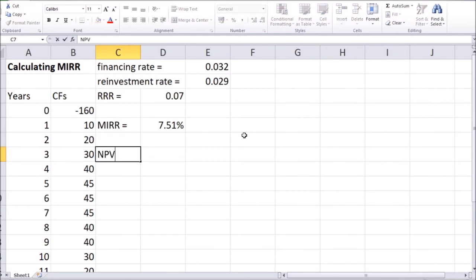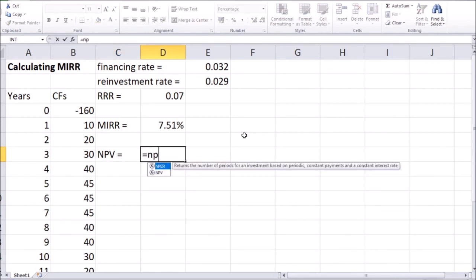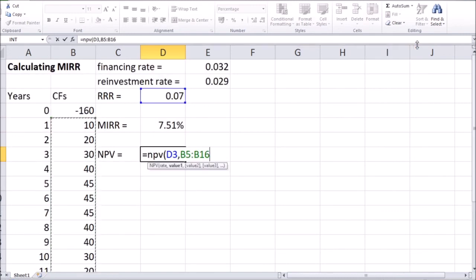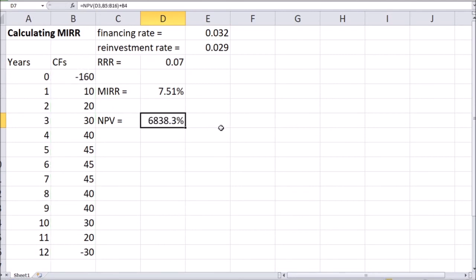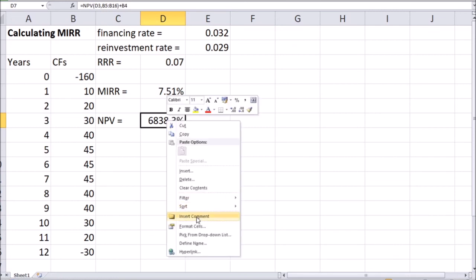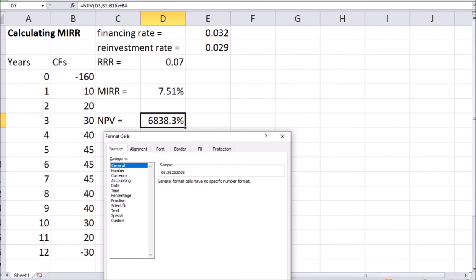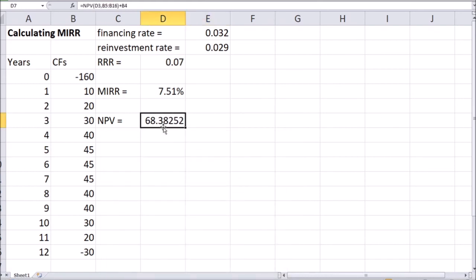Let's calculate NPV as well. Equals NPV, open the brackets. Our rate is 7%. That's the required rate of return. And the values starting from the first year rather than the year 0. Remember to add the original costs manually, and we do have a positive number here, which is in percentages. Again, right click, format cell, and go into general. We have 68 million in positive NPV value, so we accept the project according to NPV as well.